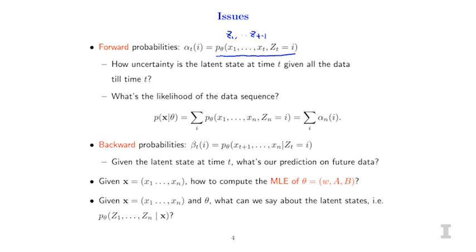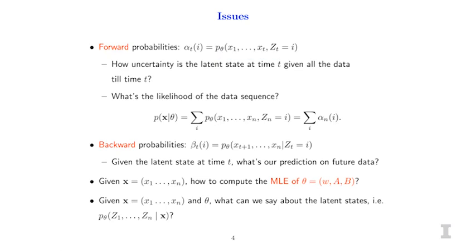And so the strategy you're going to learn is that we're going to recursively compute this, starting from t equal to 1 and all the way until t equal to n. So this is why we call it a forward probability. And why would we be interested in this quantity?